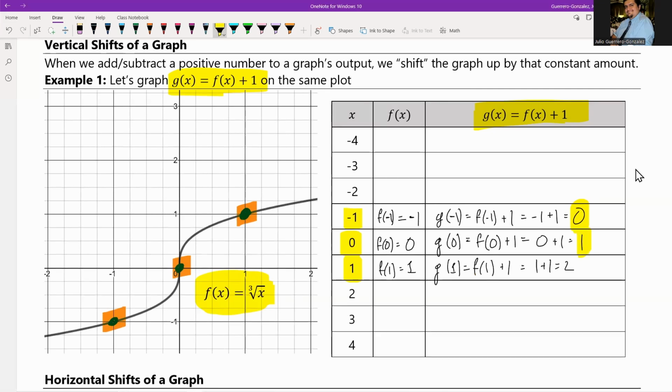Now I want to look at this. We know what x values we have, and we now know the corresponding y values for g of x. Let me re-highlight some stuff. I'm going to do it in blue this time. At -1, my g of x is going to be 0. I'm going to grab my purple marker. At -1, it's going to be 0. Next one. At 0, it's going to be 1. At 1, my y value is going to be 2.